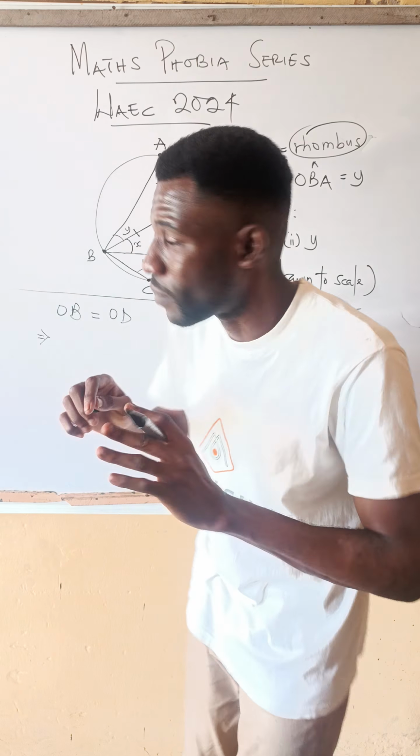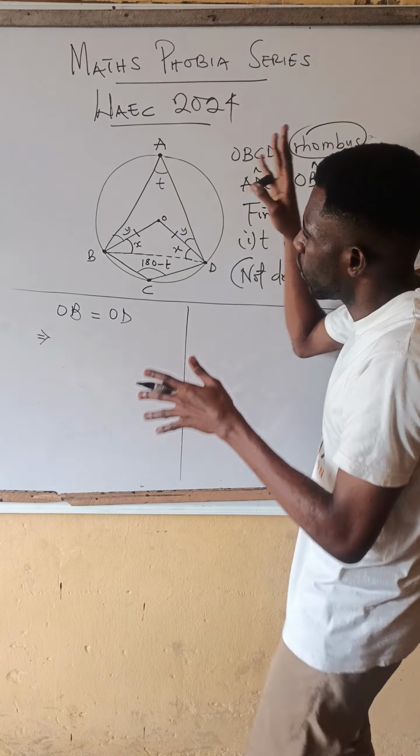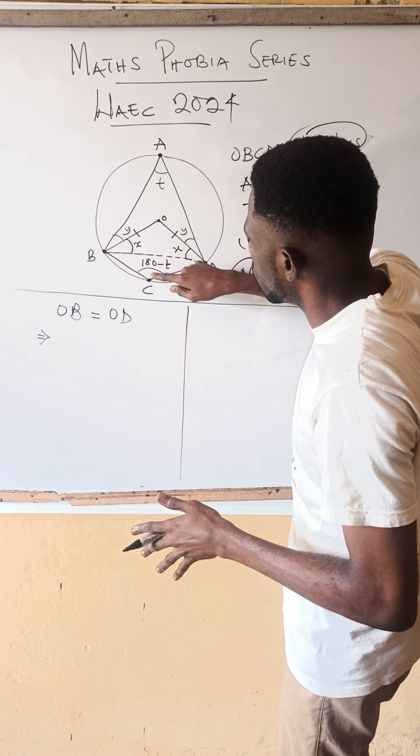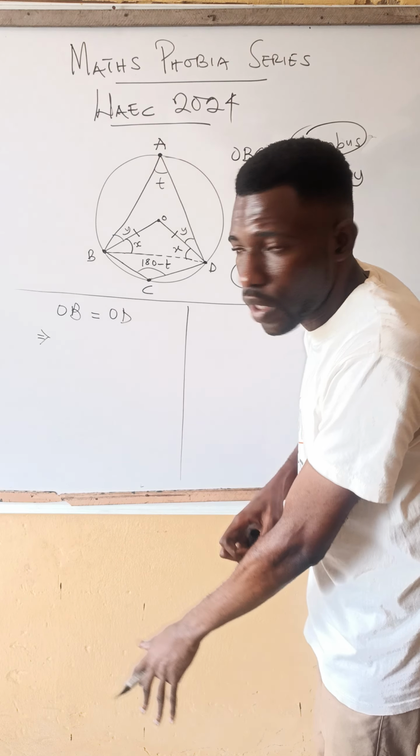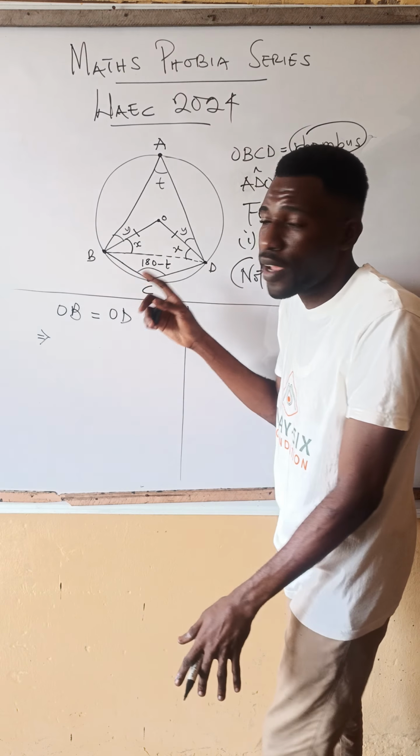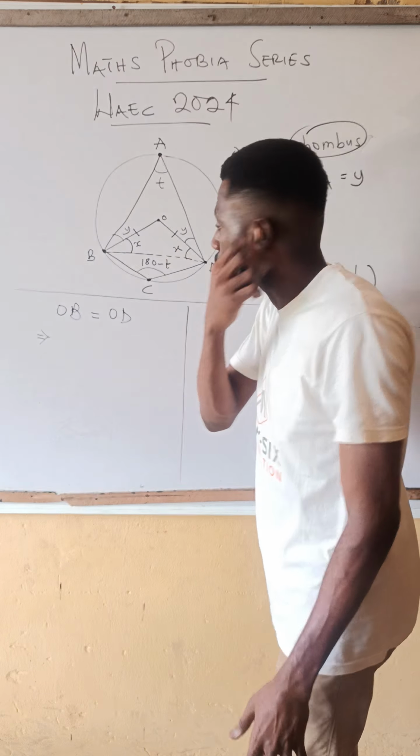Follow me step by step. This is the first condition. I observed a cyclic quadrilateral in this question, so I applied the theorem to get this side as 180 minus this, because this side plus this side will give you 180. Then I also saw two radii, meaning if I have two radii, the two angles at each side should also be equal.